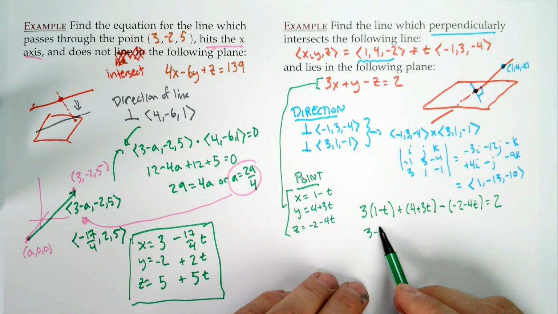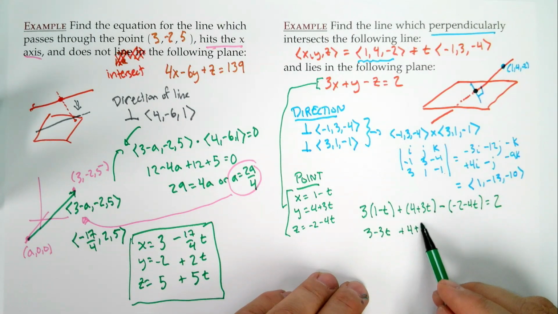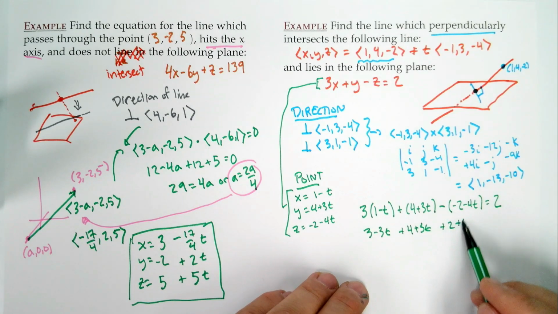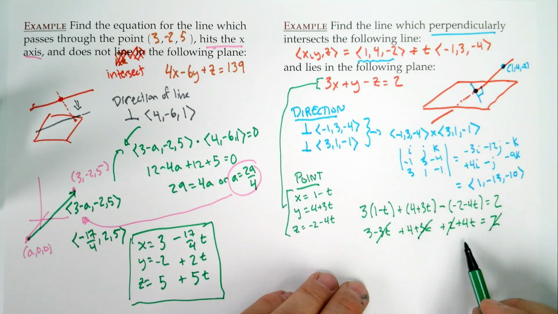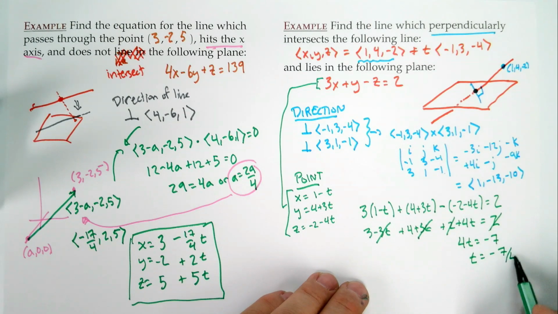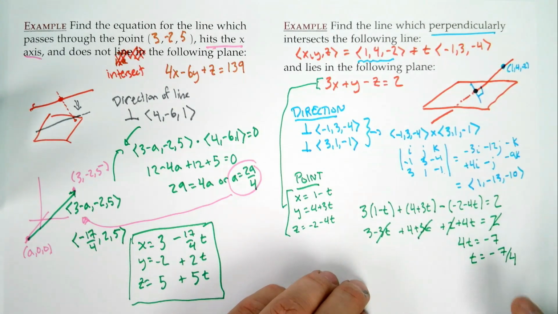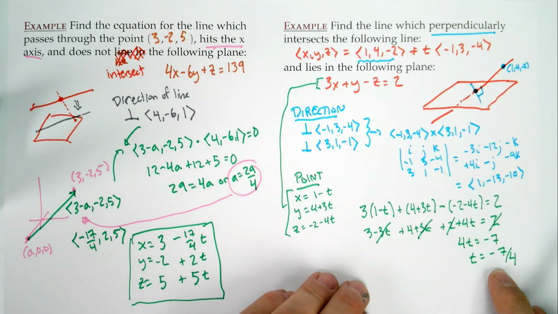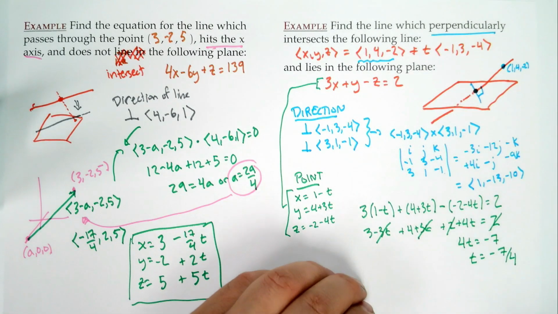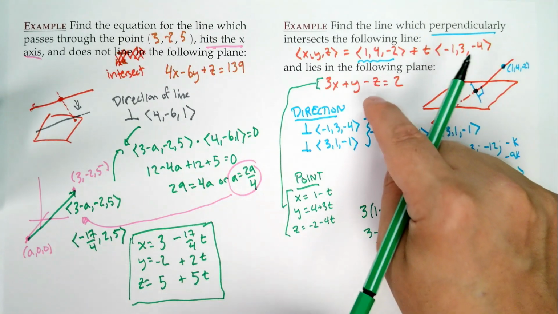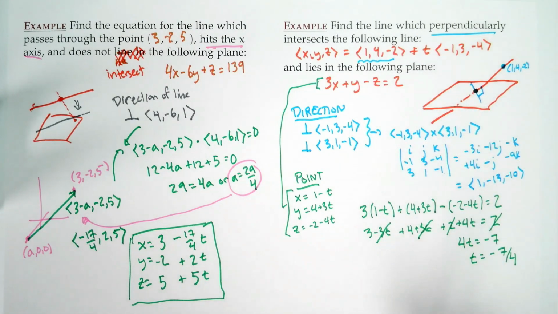Multiplying that out, 3 minus 3t plus 4 plus 3t plus 2 plus 4t has to equal 2. The 3t's cancel. These 2's actually cancel there. We get 3 plus 4 is 7. Move it across. 4t equals negative 7, or t equals negative 7 fourths. What that means is that when t is negative 7 fourths, and we plug it into this, we get a point which also satisfies this relationship. So in other words, it's a point on the line, and it's a point on the plane, so that's going to tell us our intersection point.